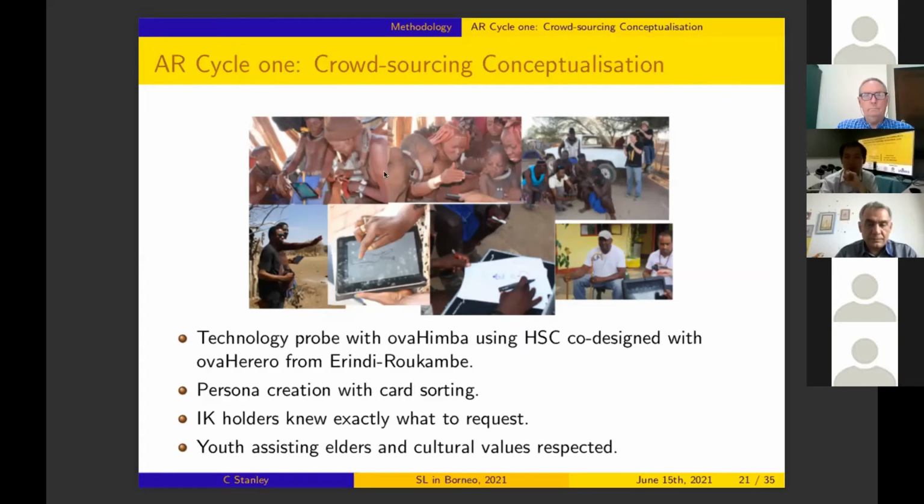Don't worry about the images. This was pre-COVID, some years back. It's not the latest workshops that we've undertaken. And then obviously using persona creation.